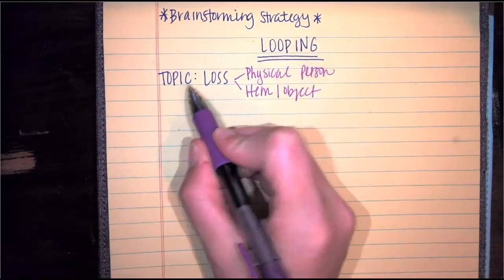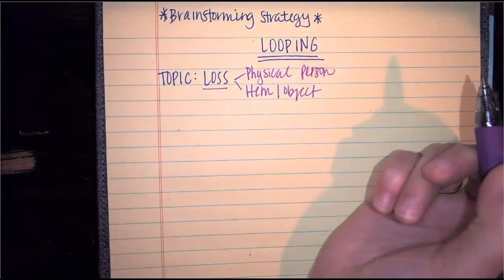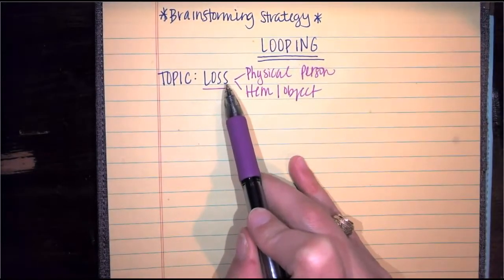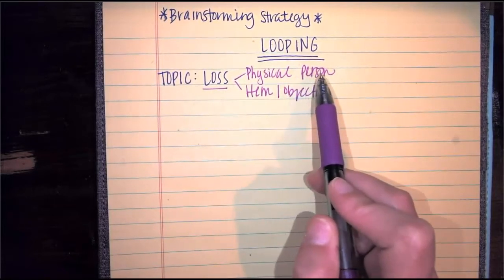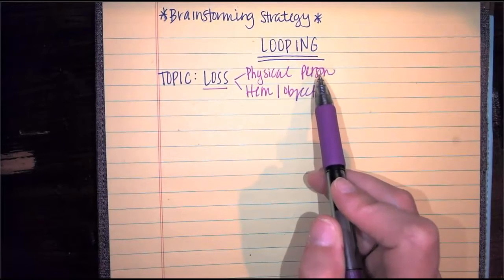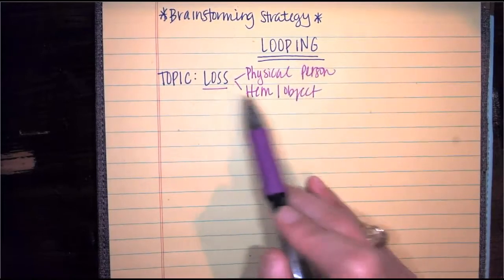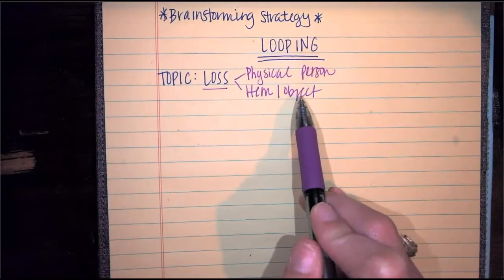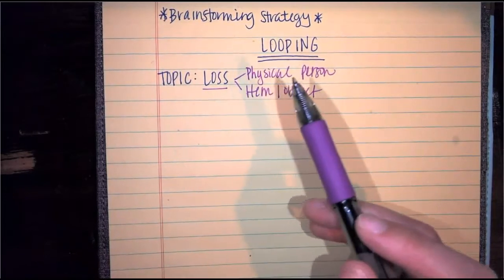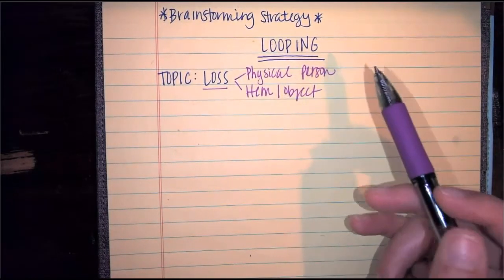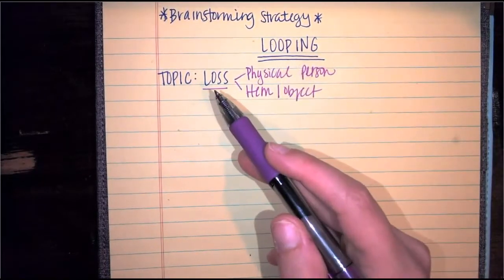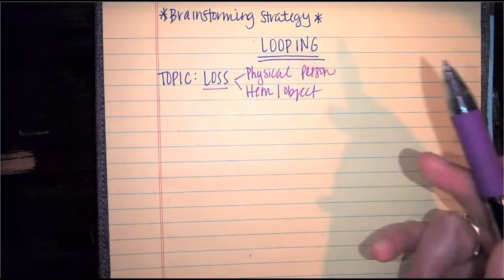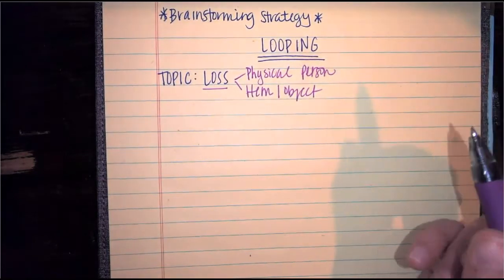And so our topic that we're going to be looking at is loss. And so when I'm talking about this topic of loss, I'm meaning a physical person that you have lost, someone close to you, or this could be an item, this could be an object. Maybe it's an important game that your team lost. You get to choose kind of how you interpret this topic. That's totally up to you on how you want to do that.